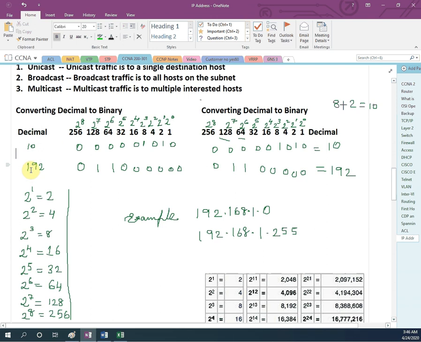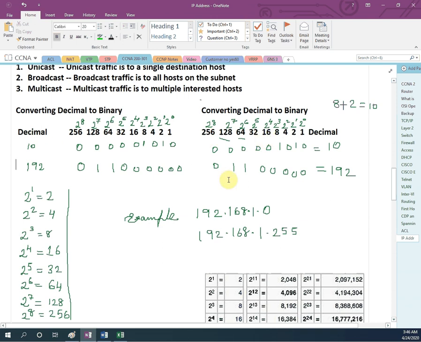Same thing if I want to write 192. 256 is too big, I need 192, so 128 is the biggest one that fits. What should I add to become 192? If I add 128 plus 64, it becomes 192. So I write 1, 1, and the remaining I make 0. So this is the binary of 192.